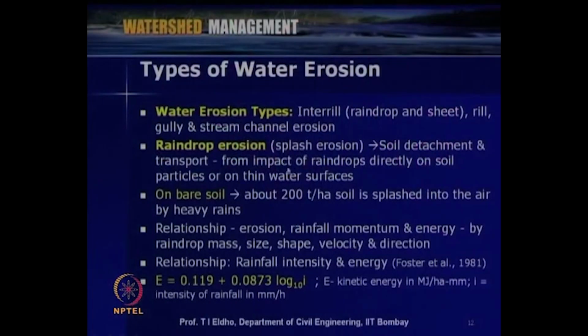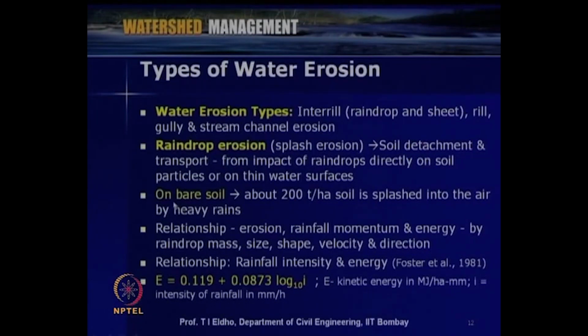After some time of the rainfall, runoff may take place, but the depth of runoff may be very small. So, if intense rainfall still takes place, again this impact will be there. That way, splash erosion means the soil detachment due to the impact of the raindrops.